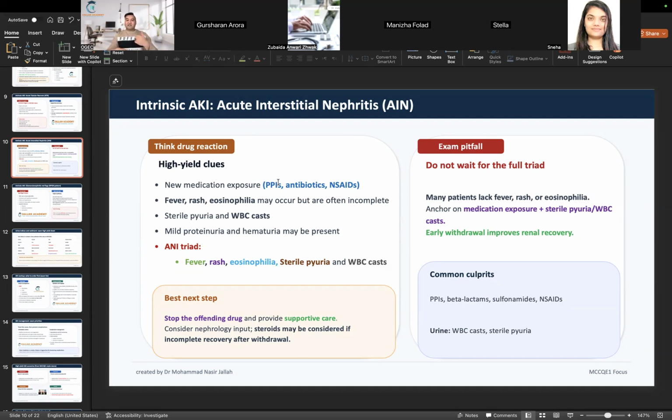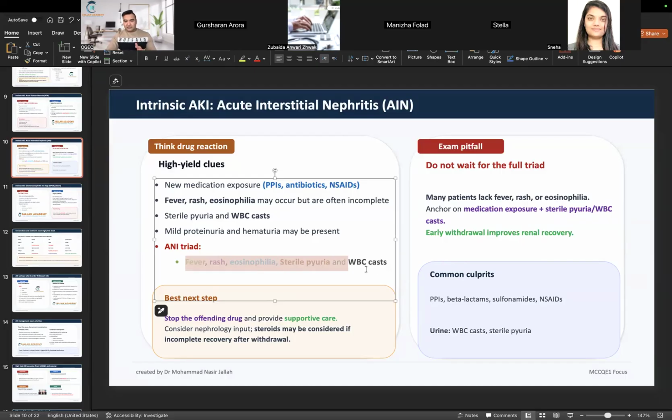Not only that, the patient develops fever, rash, and the patient has eosinophilia. When you check the urine, it has WBC cast. Sterile pyuria is also usually used, but the most commonly used one is the WBC cast. Okay. Now, fever might not always be positive. Rash might not always be positive. And eosinophilia might not always be positive. These are the triads. And if you notice, I made different colors for all of them. So fever, rash, eosinophilia, sterile pyuria, and WBC cast. So out of all of them, these four might not always be positive.